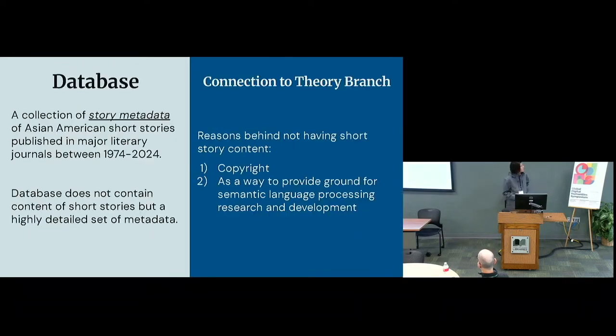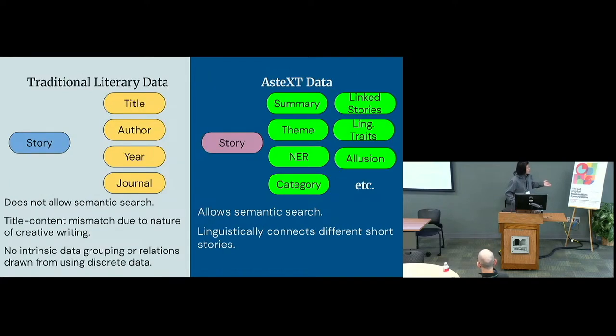Our database will not contain the actual content of the stories per copyright, but also we are deliberately not including the content so that we can create problems and questions for our natural language analysis on how do we create semantic descriptions for stories. As well as here, we have traditional literary data, which shows title, author, year, journal. That's about it. It creates very discrete data points for each of the stories.